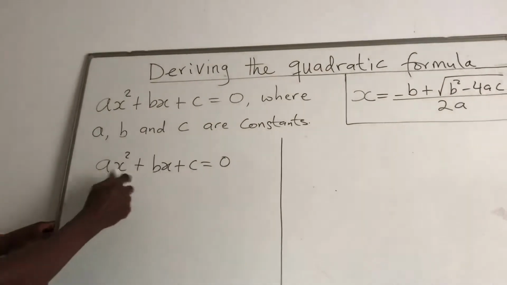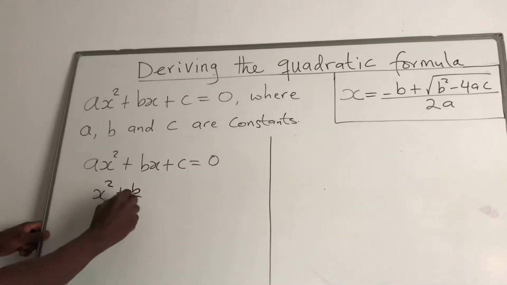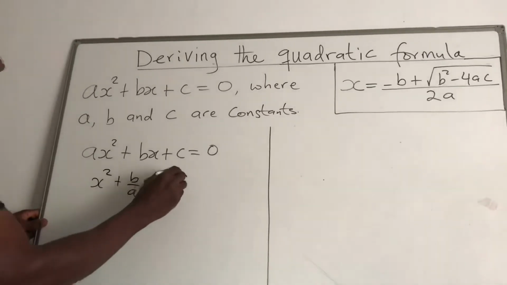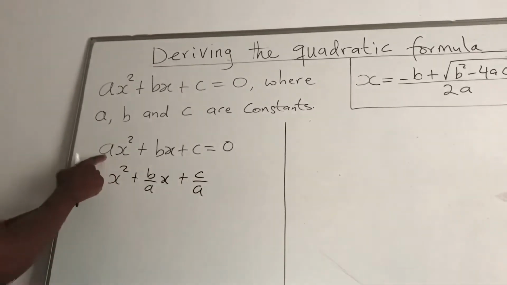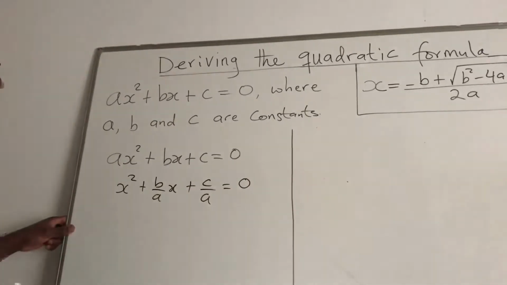So dividing through by a, we get x squared plus b over a x, because we've divided this by a, plus c over a, because that's also been divided by a, equals 0 divided by a, which is still going to be 0.